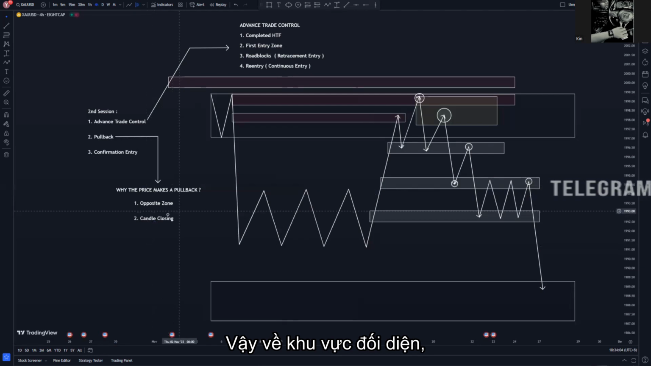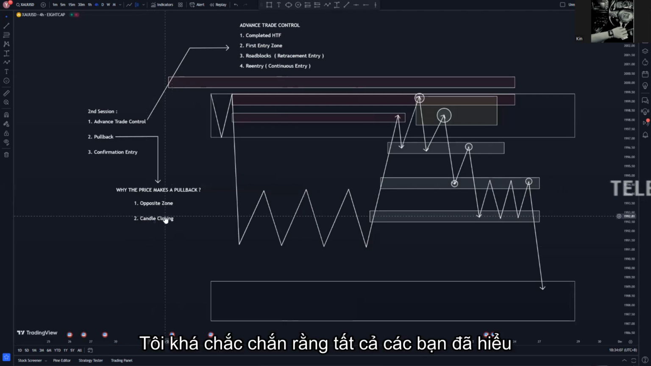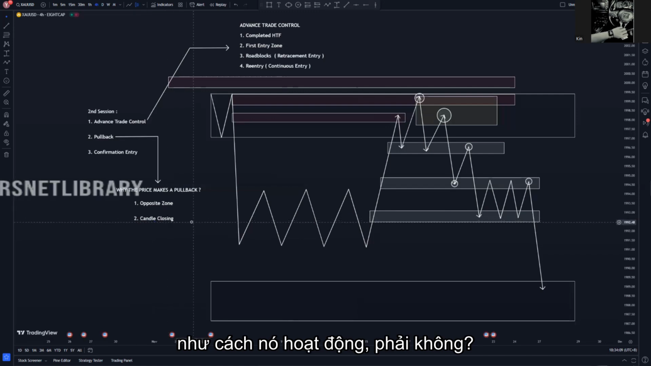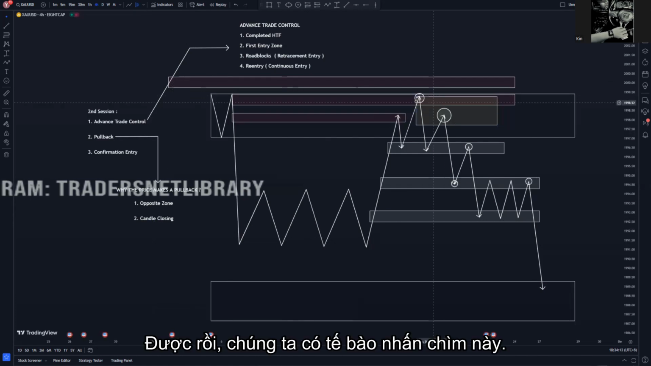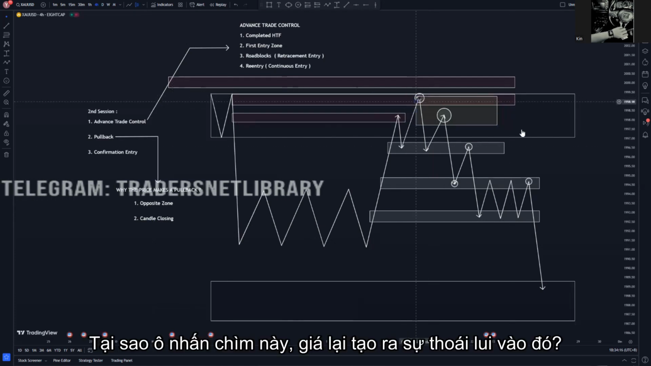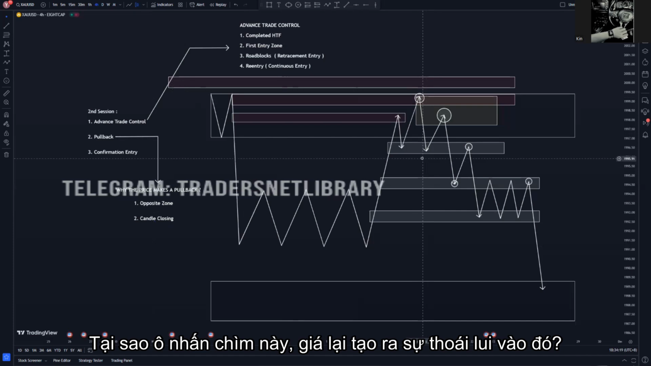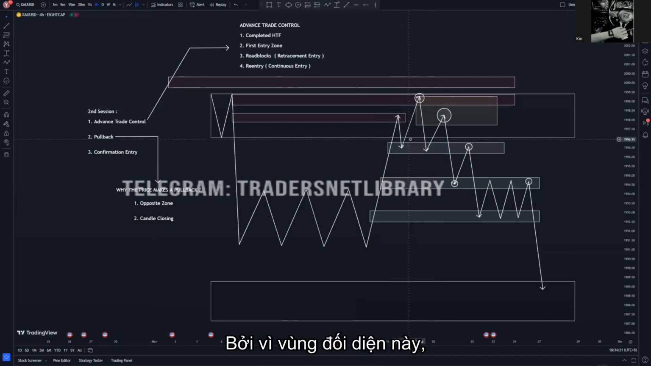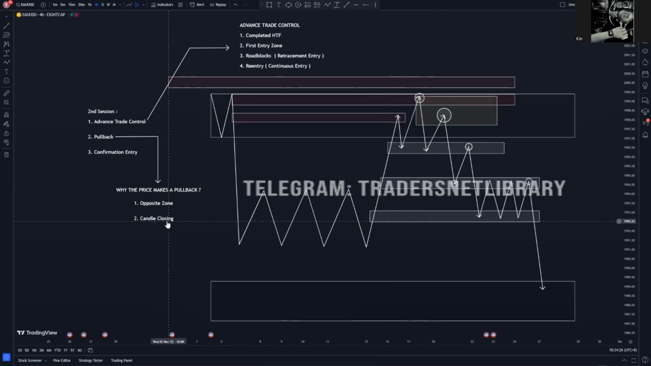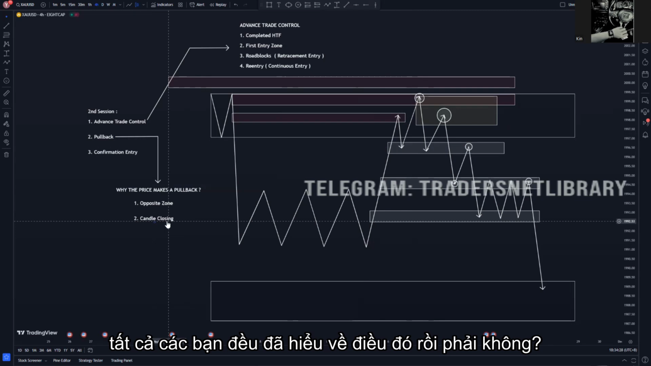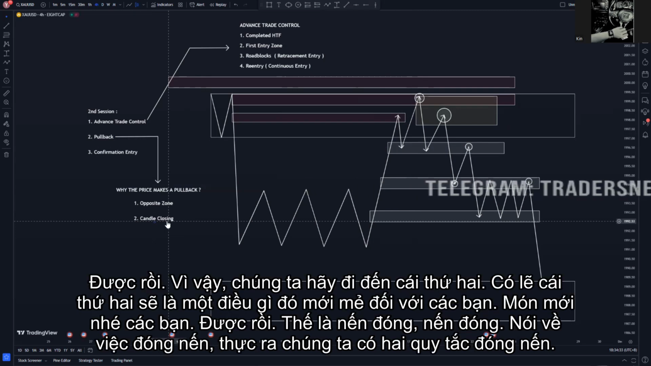About the opposite zone, I am pretty sure all of you already understand how it works. We have this engulfing sell. Why does the price make a pullback into it? Because of this opposite zone, which is because of our roadblocks. For the first one, is there any question? I think all of you already understand that one. All right, so let's go to the second one.